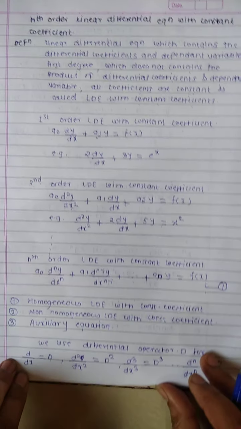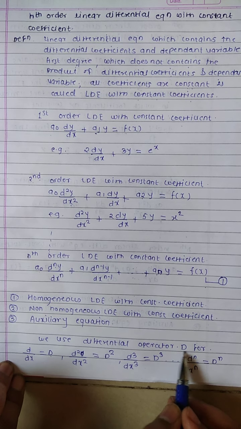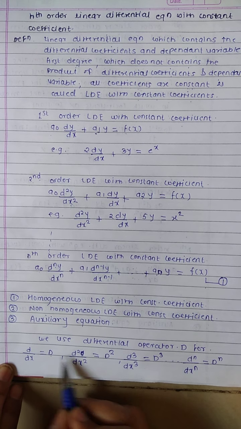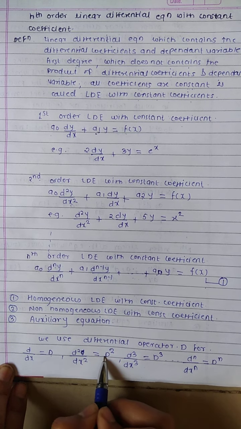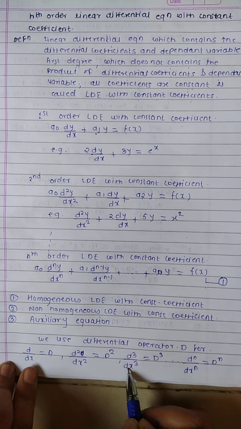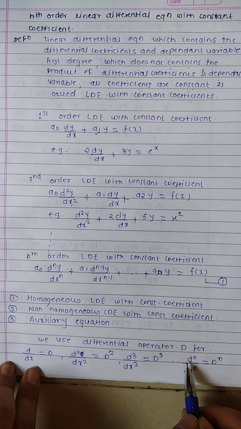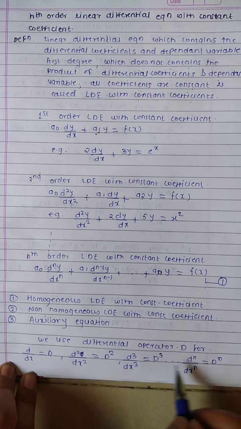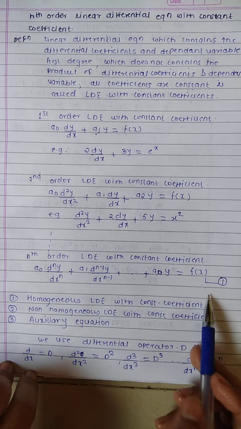So in equation 1 we use a differential operator capital D for d by dx, that is equal to D. d square by dx square is equal to capital D square, d cube by dx cube is equal to capital D cube, up to d raised to n by dx raised to n, for this capital D raised to n. Substitute all these operators in the first equation.